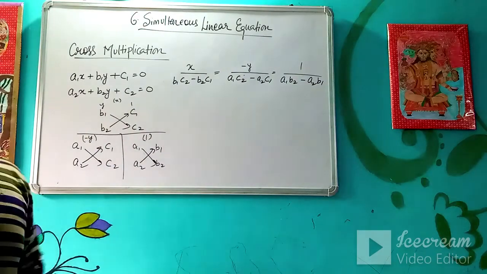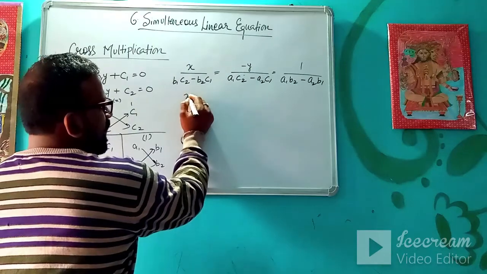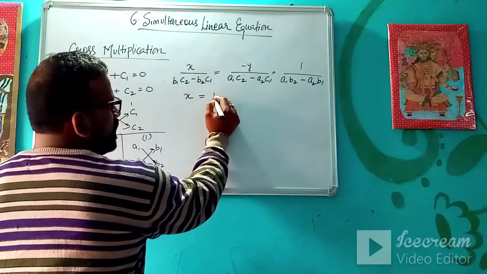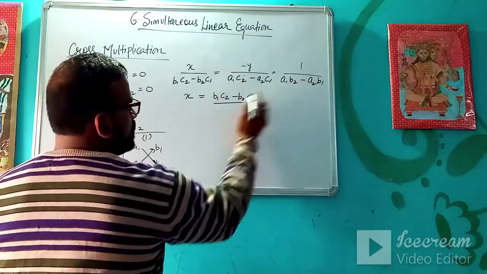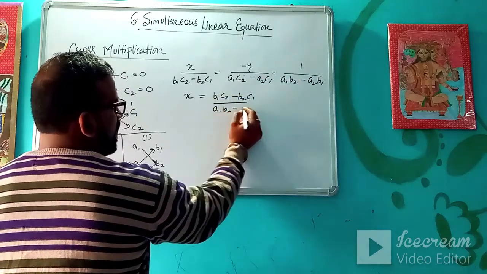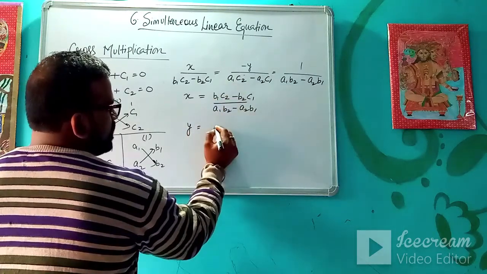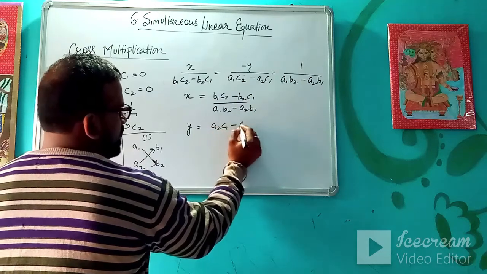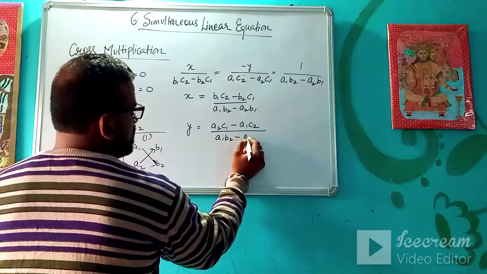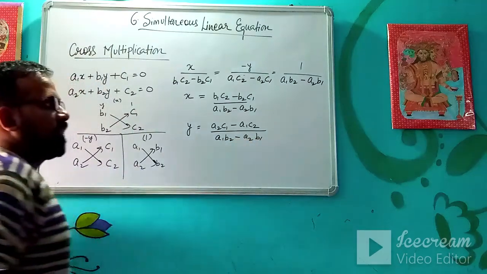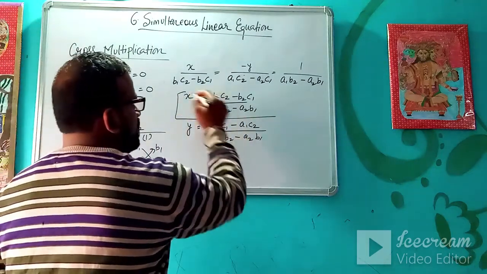Okay. After you find these values, you will write it like this: x equal to b1 c2 minus b2 c1 upon this term, that is a1 b2 minus a2 b1, and what will be y? It will be a2 c1 minus a1 c2 upon a1 b2 minus a2 b1. Okay, so these are the values of x and y that you will get.